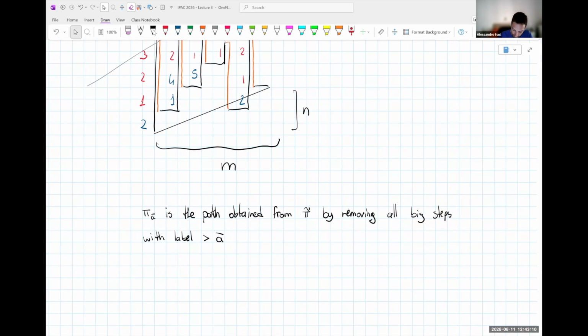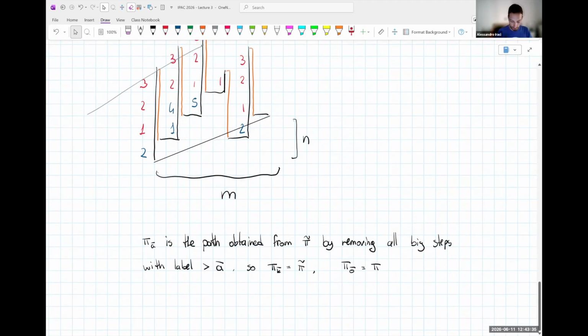So π_k bar is going to be just π tilde, and π_0 bar is going to be π. All good? Okay.